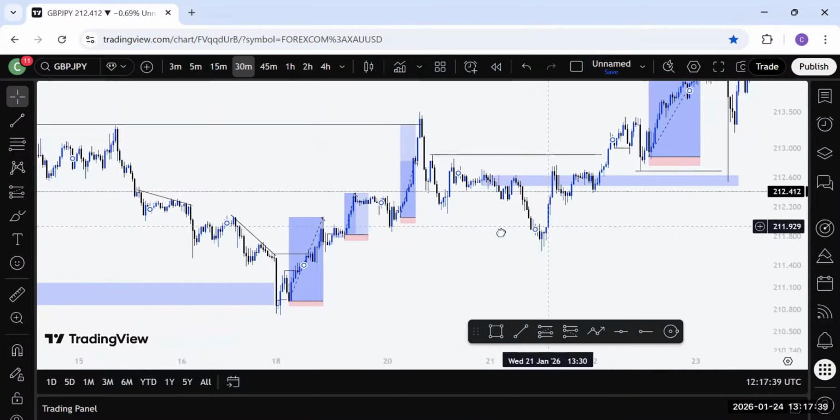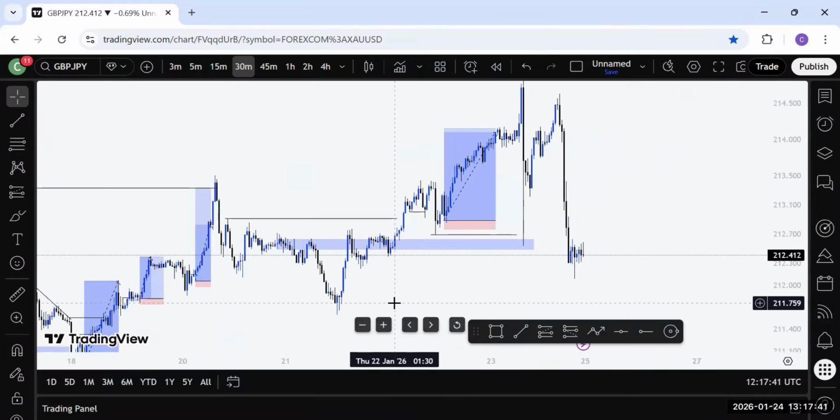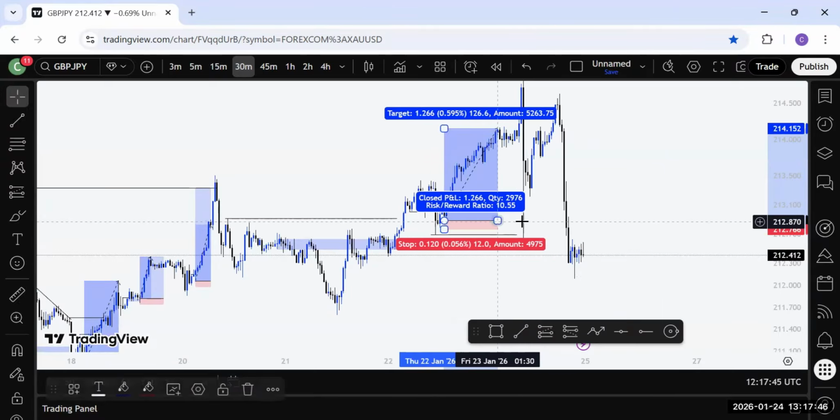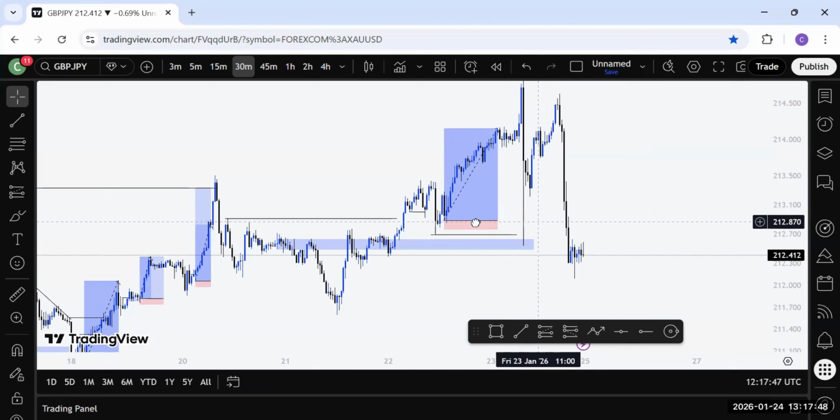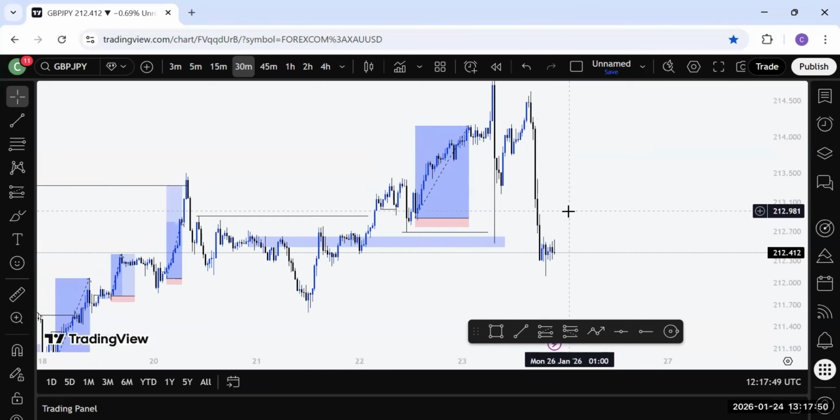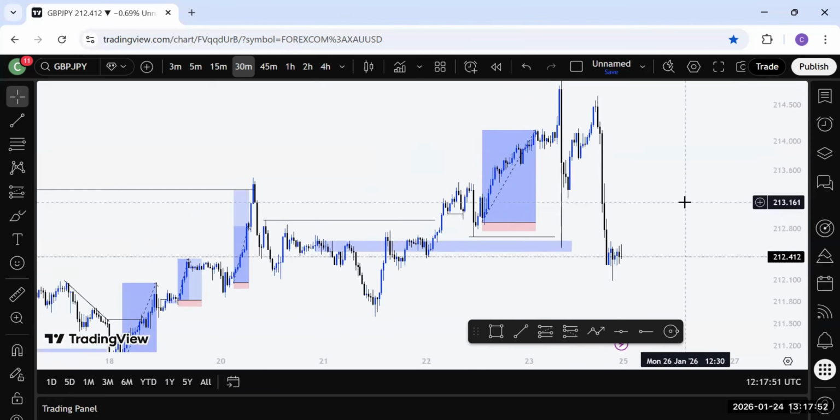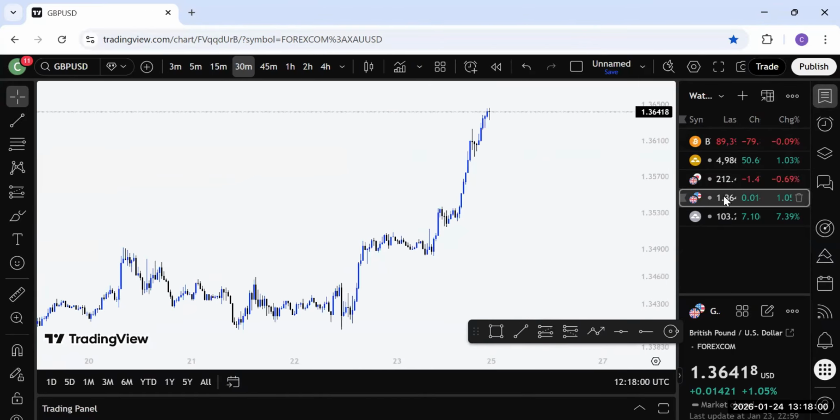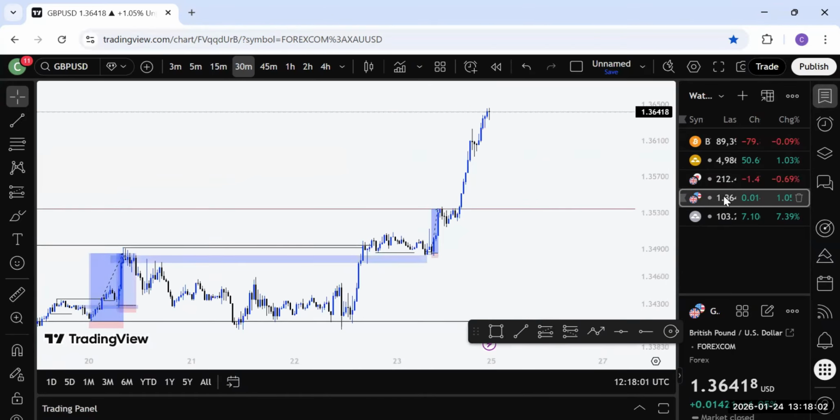In this video, I'll be explaining how I set my take profit using the liquidity concept and how I set my entry using liquidity. Before I take a particular trade, I use liquidity to take the trade. And before I exit a particular market or pair, I use liquidity. So I use the liquidity concept for both my entry and my exit.